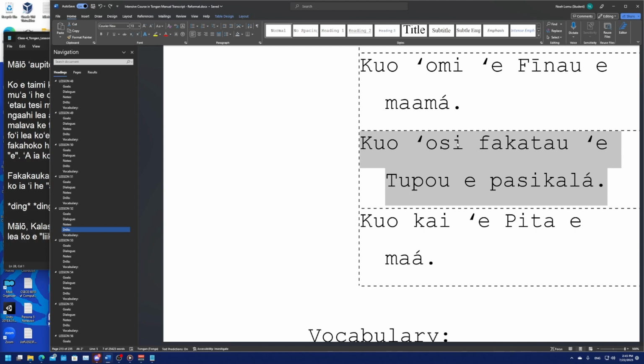So let's listen to her do the response so we can hear another kua example. Kua ne os whakatau e paskala. So it's kone os whakatau, right? It's not osi whakatau.